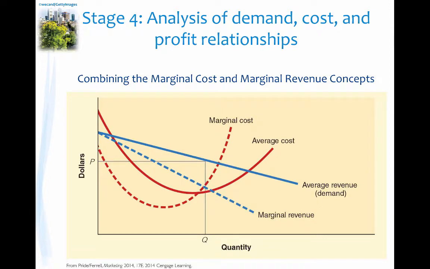Stage 4. Analysis of demand, cost, and profit relationship can be accomplished through marginal analysis or break-even analysis. Marginal analysis examines what happens to a firm's cost and revenues when production is changed by 1 unit. Marginal analysis combines the demand curve with the firm's cost to determine the price that will yield a maximum profit.